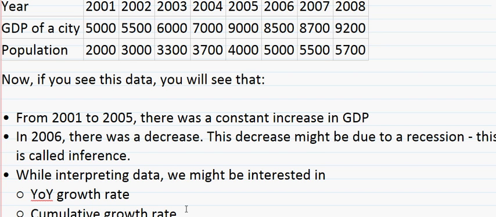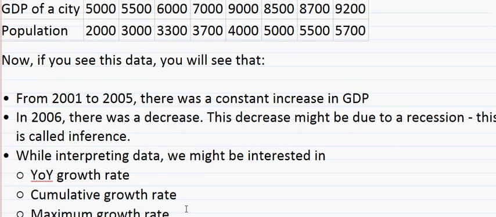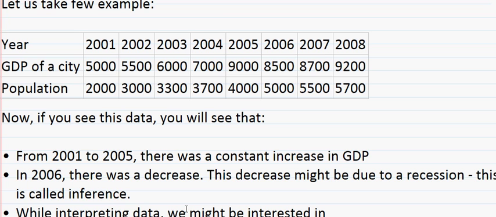So for example, what is the growth rate from 2001 to 2008? This is called cumulative growth rate, because we are taking all the growth of the entire years in between, right? So that's the cumulative growth rate. We might also be interested here in the maximum growth rate. When was the growth rate maximum? So we have to find year-on-year growth rates and compare them.